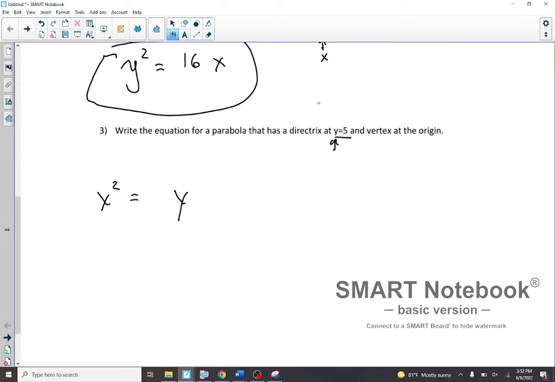And the 5 here is not the p-value, but the reverse of it. So instead of 5, it's actually negative 5 equals p. So in this equation, it's 4 times p, or 4 times negative 5. So it's going to be x squared equals negative 20y.